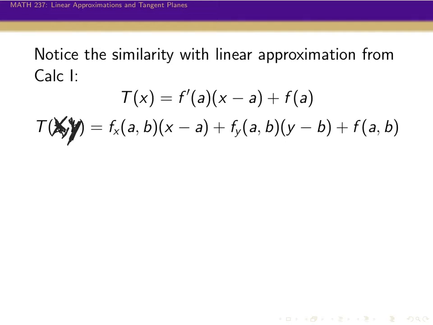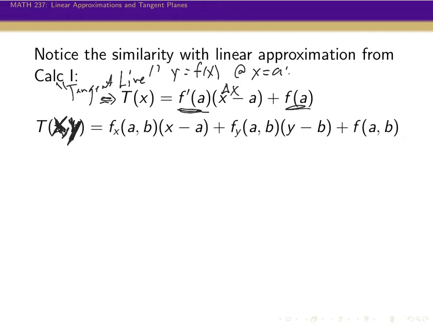So remember this linear approximation in Calc 1, this was the tangent line. And in Calc 1, if you have y is equal to f of x, how do you get the tangent line at x equals a? Well, the slope is going to be the value of the derivative at a. And then using the point slope formula for a line, it's going to be the slope times x minus a. And so this again is representing delta x plus the original function value.